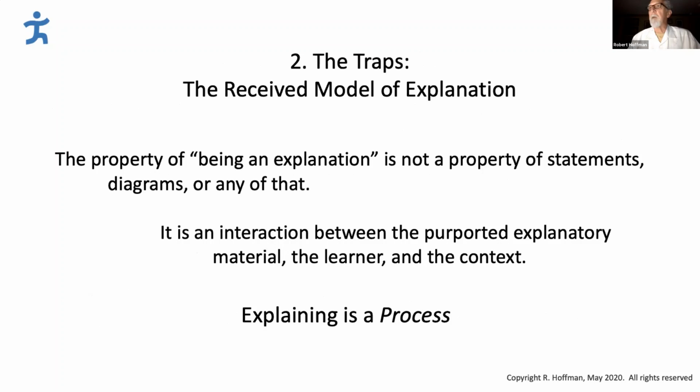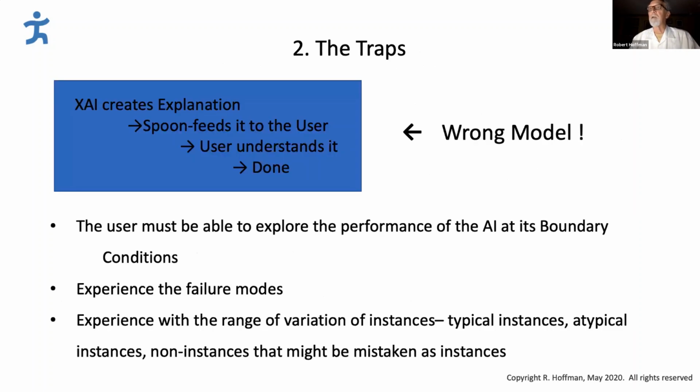One of the main traps is people assume that the property of being an explanation is a property of statements or diagrams or any of that, and it's not. It's an interaction between the purported explanatory material, the learner, and their context. And explaining is a process. The standard model is that the XAI system creates an explanation, it gets spoon-fed to the user, the user understands it, you're done. And that's the wrong model.